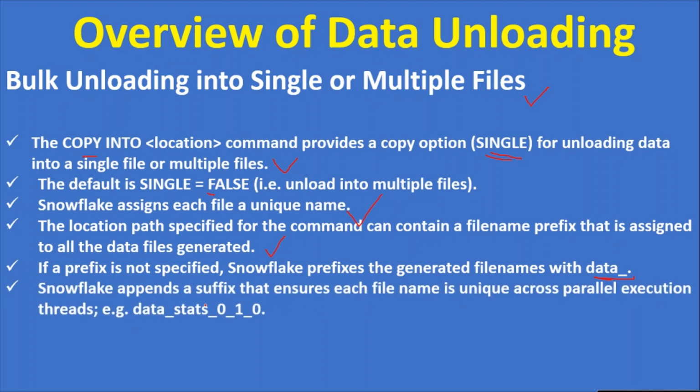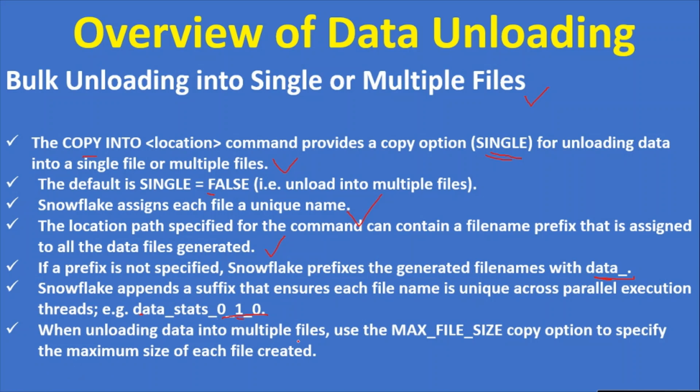Snowflake appends a suffix that ensures each file name is unique across parallel execution threads. As I said, when you unload the data into multiple files, Snowflake appends the suffix value. So this is the prefix and this is the suffix. The suffix is like 0_1_0, underscore 1, underscore 0. So you can identify file 1, file 2, file 3, like that, so that your file names will be generated unique.